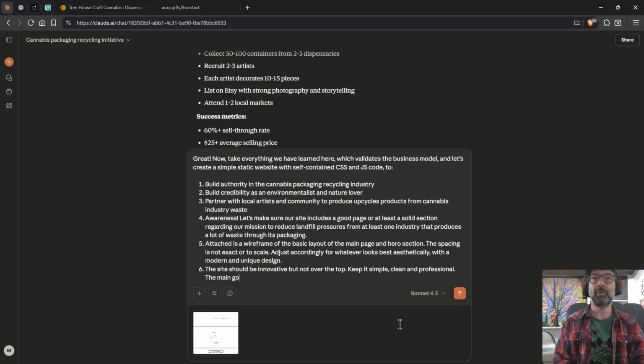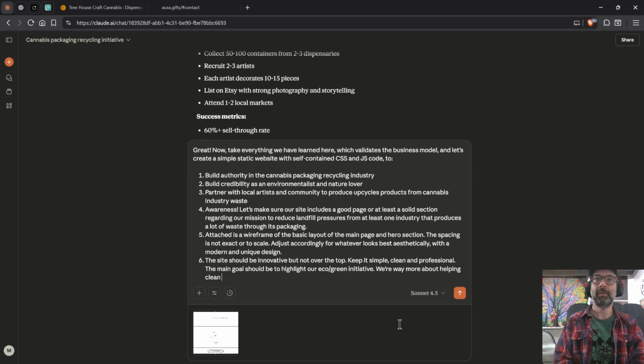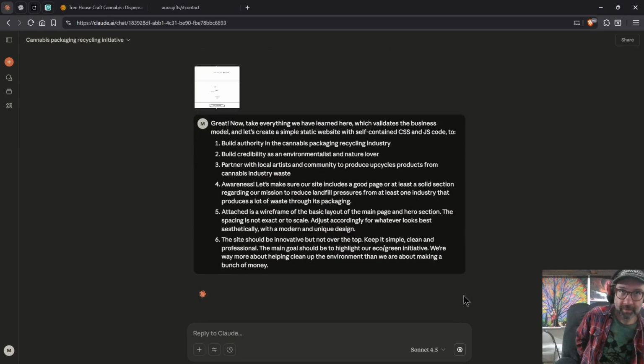The main goal should be to highlight our eco-green initiative. We're way more about helping clean up the environment than we are about making a bunch of money. So there's the prompt that we're going to use for our initial build.